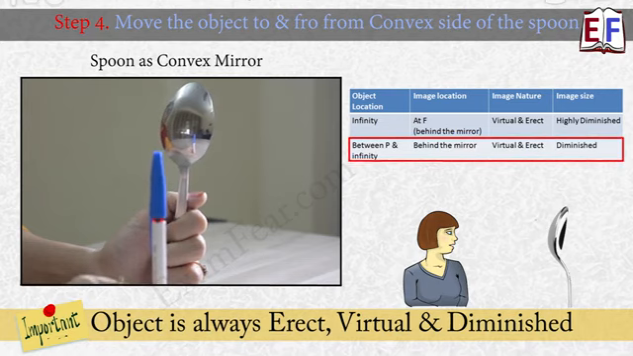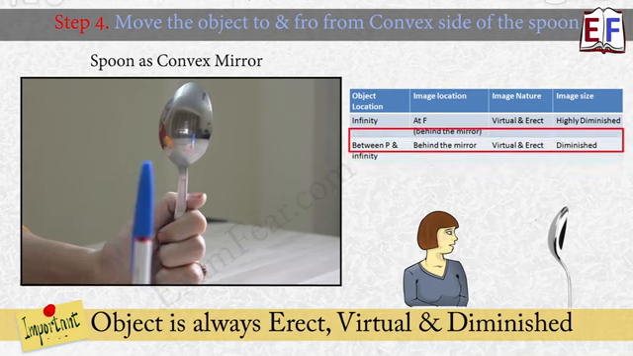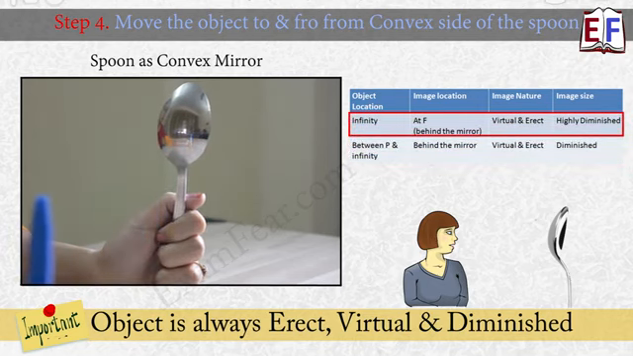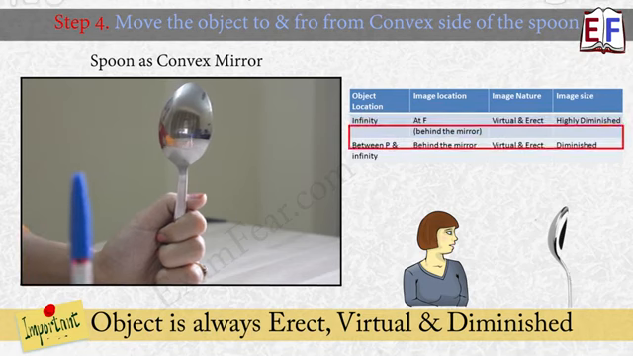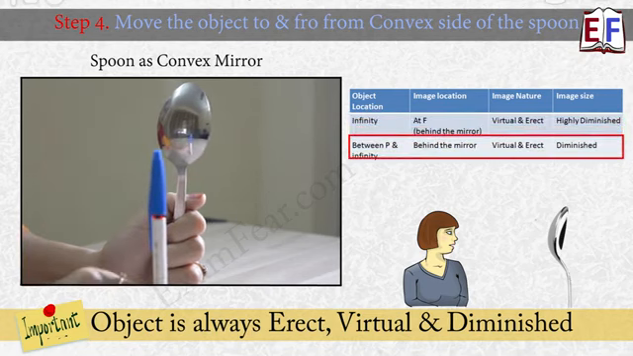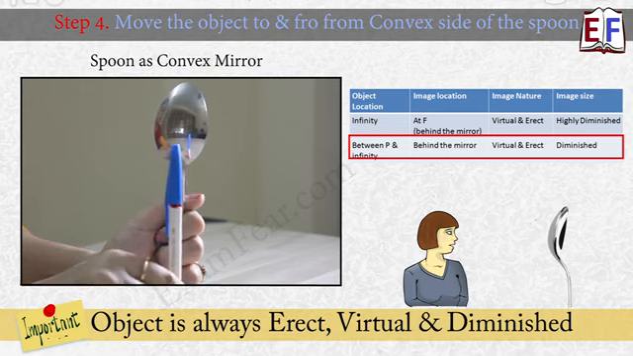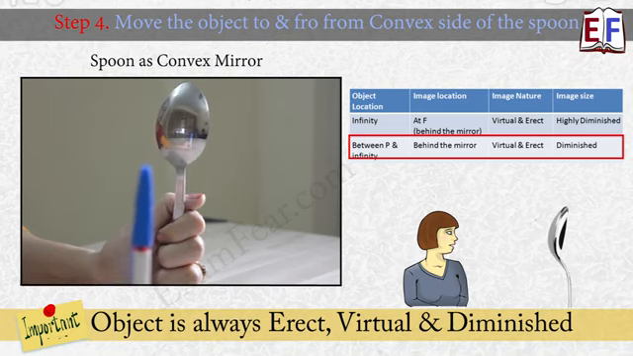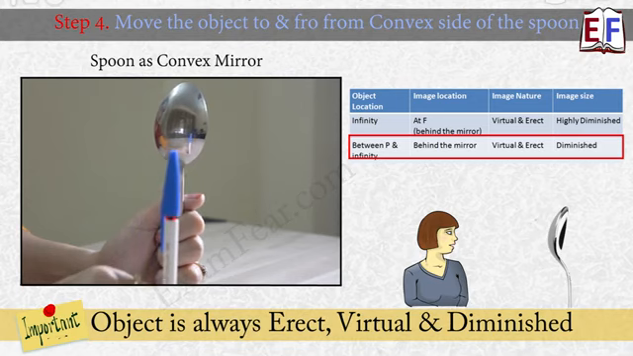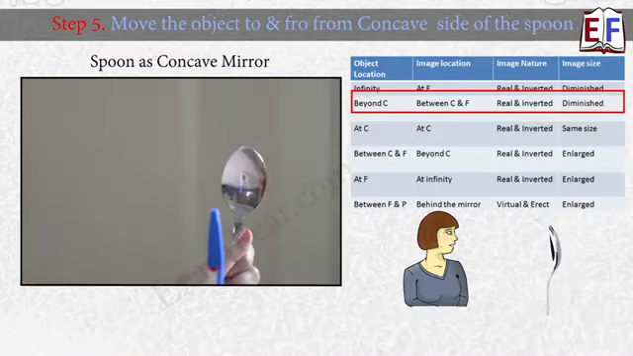You see that a diminished, erect image of the pen is being formed. As you take the object away from the mirror or bring the object towards the mirror, every time the image that is formed is erect, virtual and diminished. So the size of the image at all positions is smaller than the size of the object. That is what we had learnt through ray diagrams also, that in a convex mirror, the image formed is always virtual, erect and diminished. Let us now look at the concave surface of the mirror.